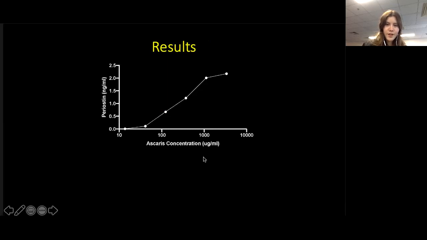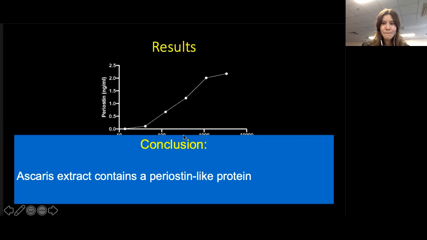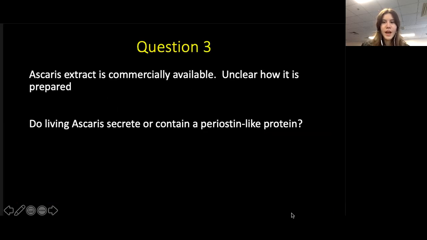My results are here on this graph. On the x-axis is the concentration of Ascaris extract, and on the y-axis is the concentration of periostin. And as you can see, the concentration of periostin increases as the Ascaris extract concentration increases. From this, I concluded that Ascaris extract contains a periostin-like protein. However, Ascaris extract is commercially available and it is unclear how it's prepared. So we cannot conclude that Ascaris actually contain a periostin-like protein from this data.